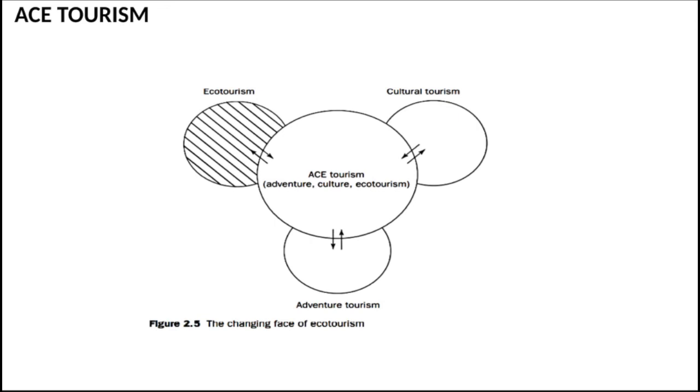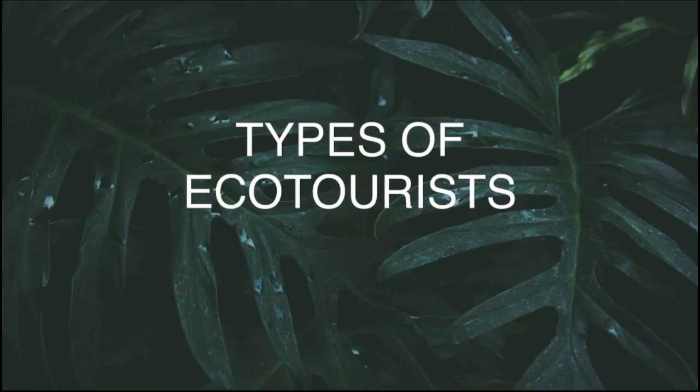Next one is the ACE tourism. So as you can see in the figure 2.5, the changing face of ecotourism. So as mentioned a while ago, that three kinds of distinct tourism, okay, so lahat sila is nag-overlap. Within ecotourism, andun din si culture tourism. Within adventure tourism, andun din si ecotourism or si cultural tourism.